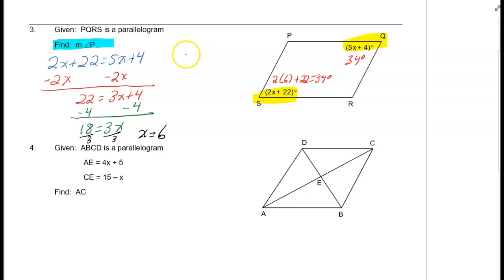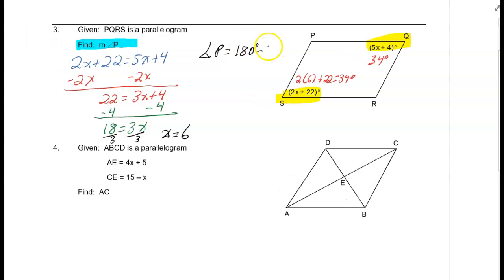So then to find angle P, since P and S are supplementary, is 180 degrees minus 34 degrees. And therefore, the measure of angle P, when you do the math on your calculator, is 146 degrees. So the answer for problem number 3 is 146 degrees. Let's take a look at the last problem, number 4.